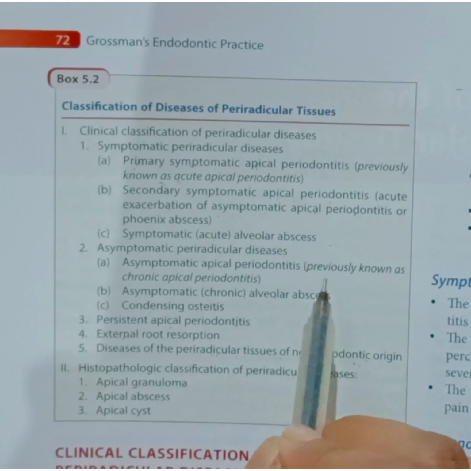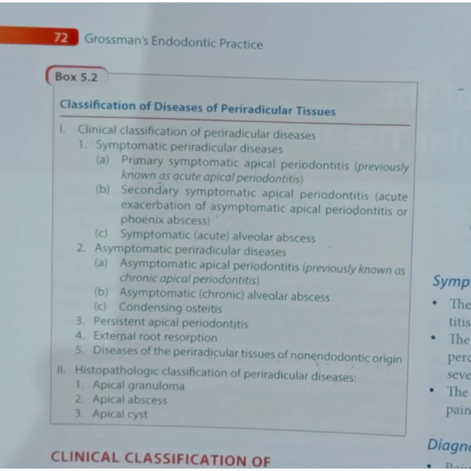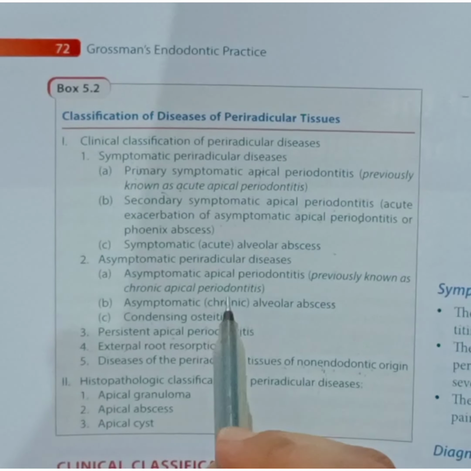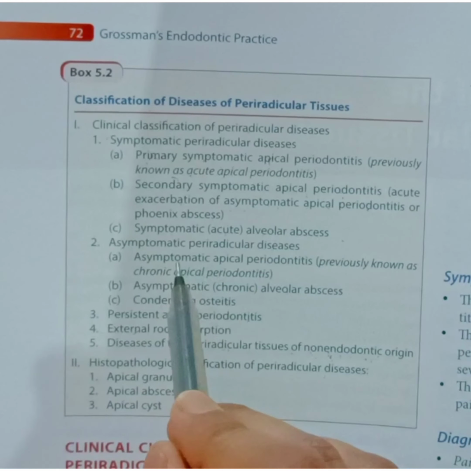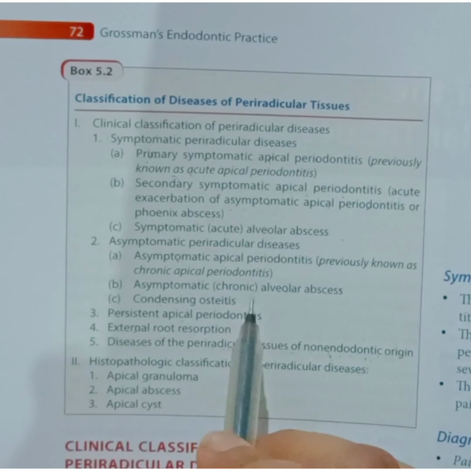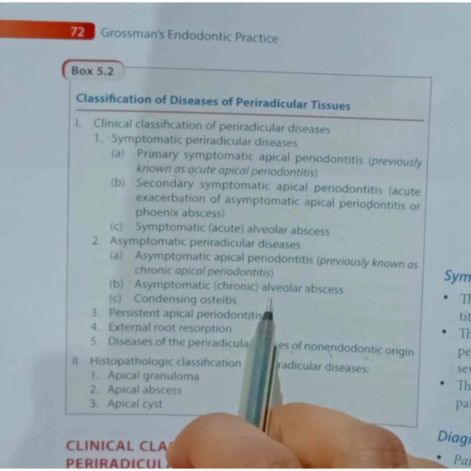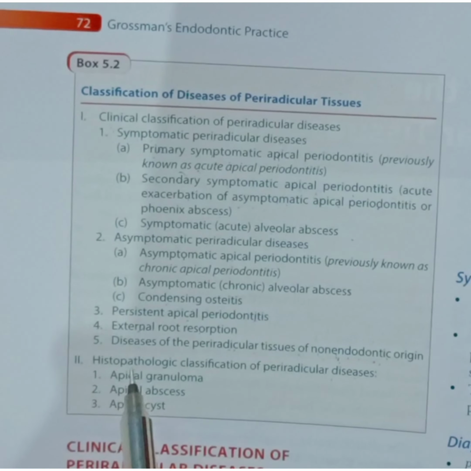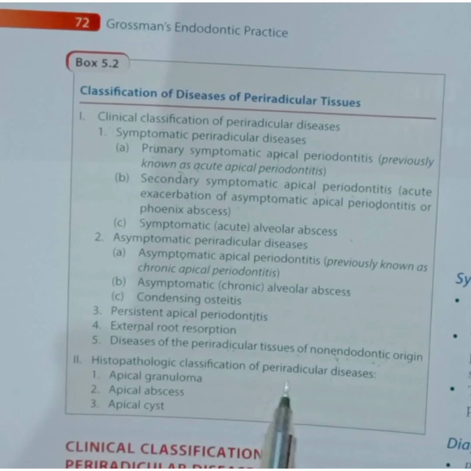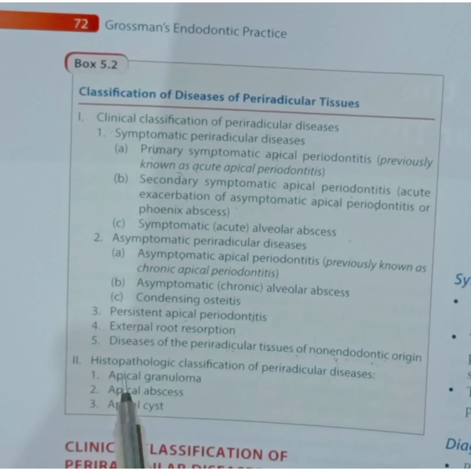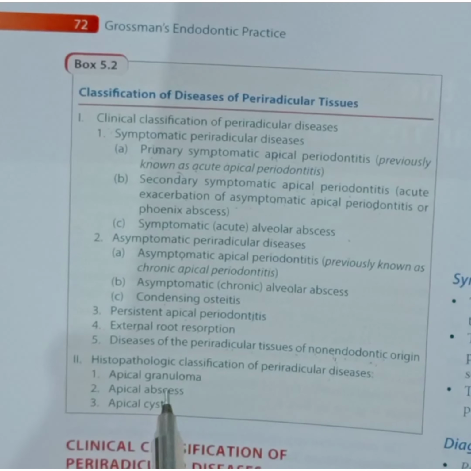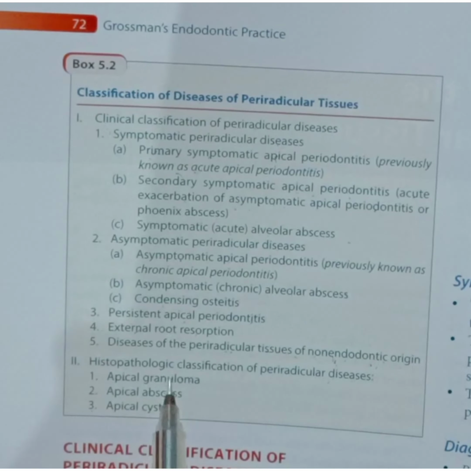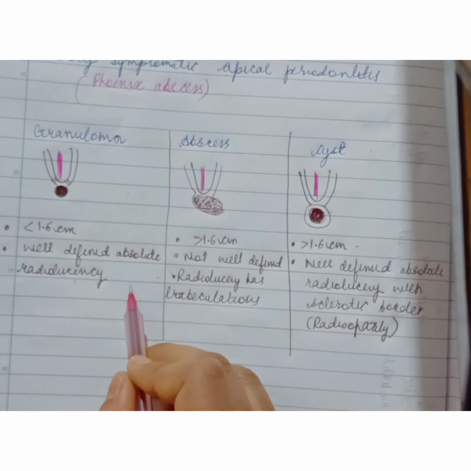So according to Grossman, we cannot differentiate between this asymptomatic apical periodontitis and other diseases of the periradicular tissues unless we do the histopathology. So he gave the histopathology classification of the periradicular diseases as apical granuloma, apical abscess, and apical cyst. See, that is what Grossman says.